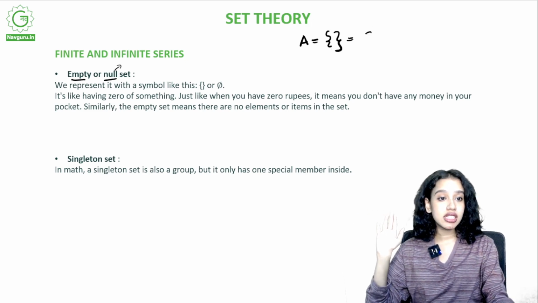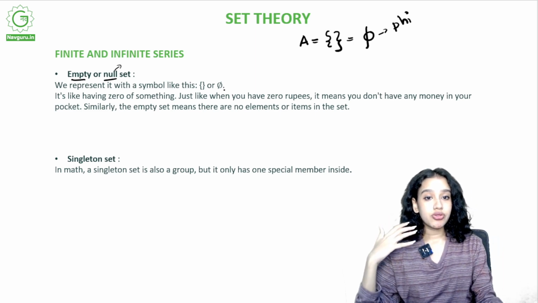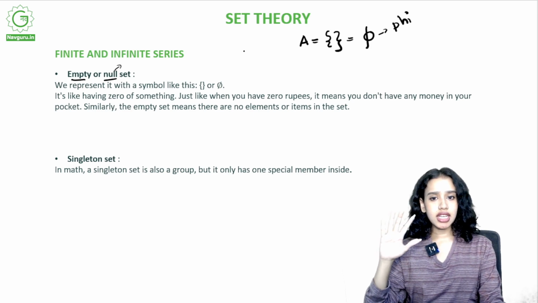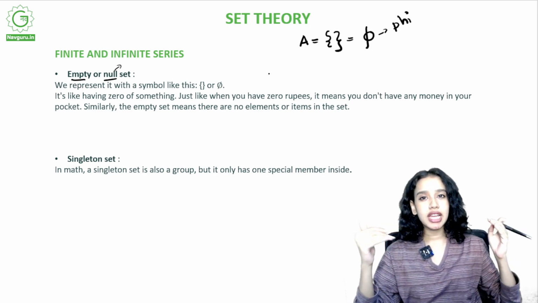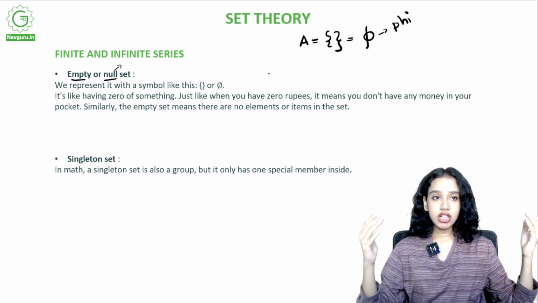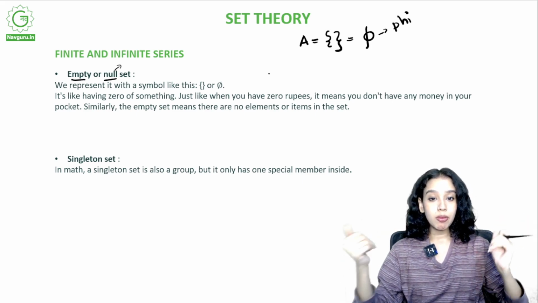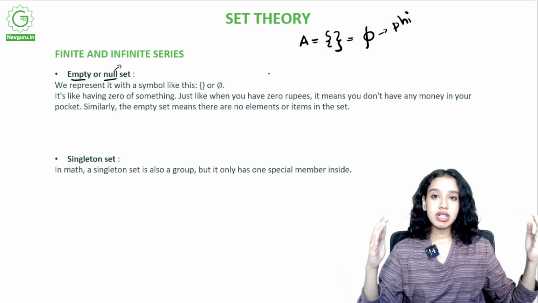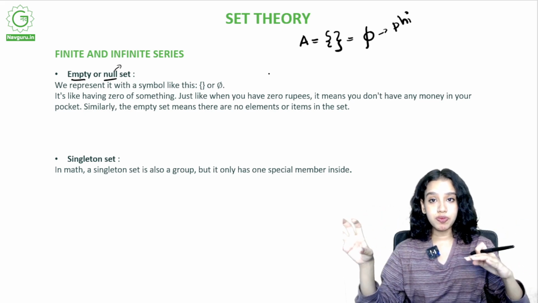This is also called phi. This could be named as phi. So phi is an empty or null set, right? It's like having 0 of something. So you might have a doubt: why do we have to represent a set with nothing? Why do we have to have a set which has nothing in it? It's just nothing only. But we know the importance of 0, right? The empty set has equal importance as 0.